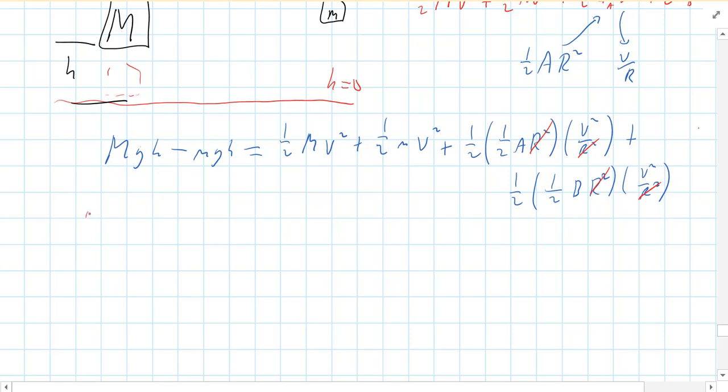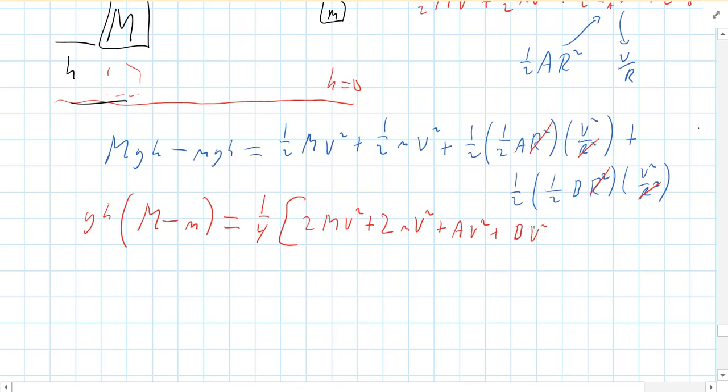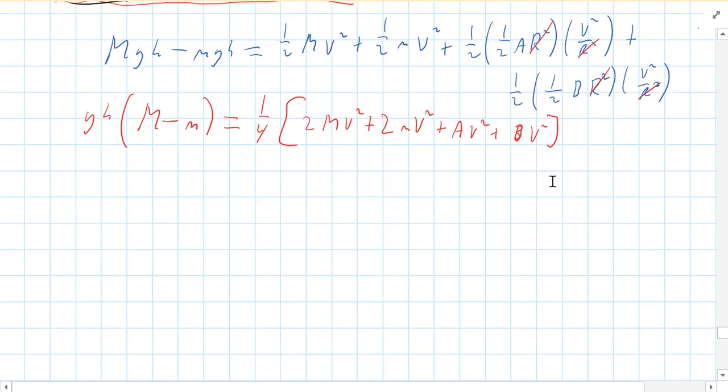On the left side, I'll go ahead and factor my g h out, and then you get big M minus little m. On the right side, I'm going to factor a quarter out of everything, just to make my math a little easier. So this will become 2 big M v squared plus 2 little m v squared plus A v squared plus B v squared.